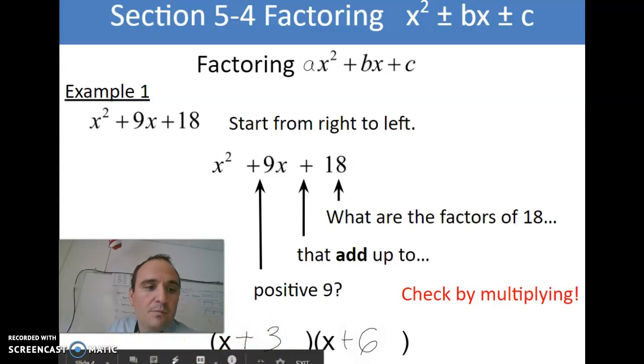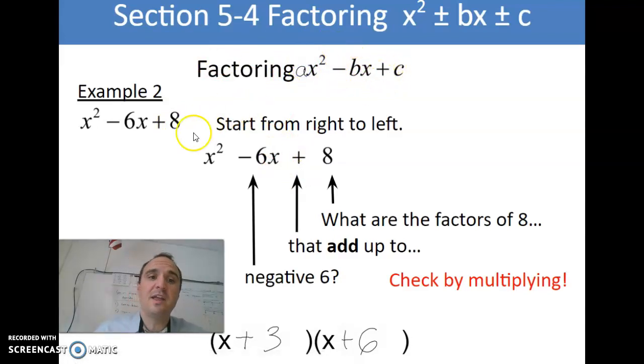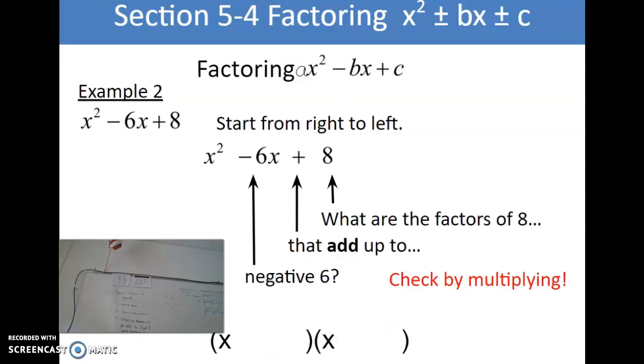Next, rule number one is still in effect, but now instead of a plus sign up here, we have a minus sign. So if the back term is a plus, they're the same. If it is a minus, they're both now going to be minus. So it's x minus 4, x minus 2.